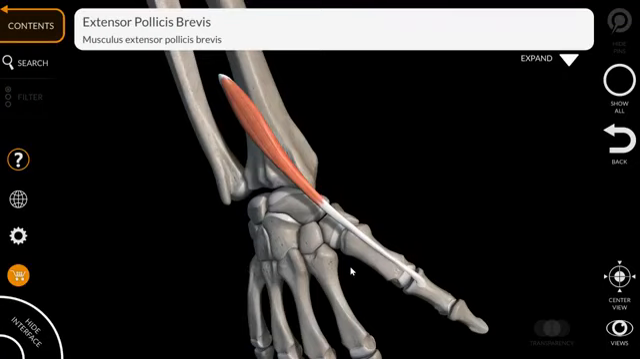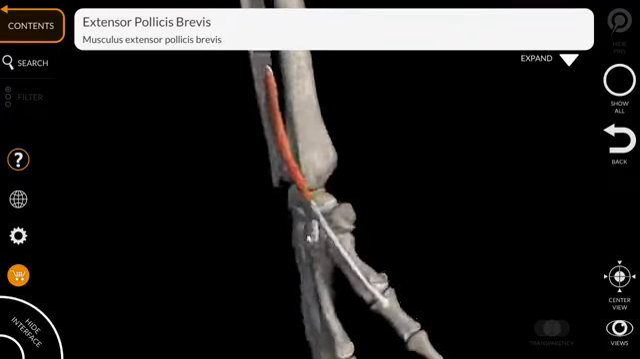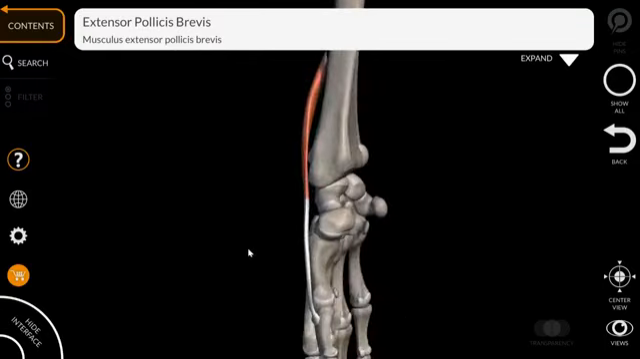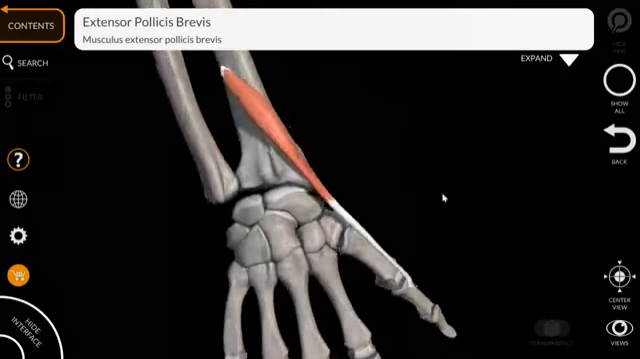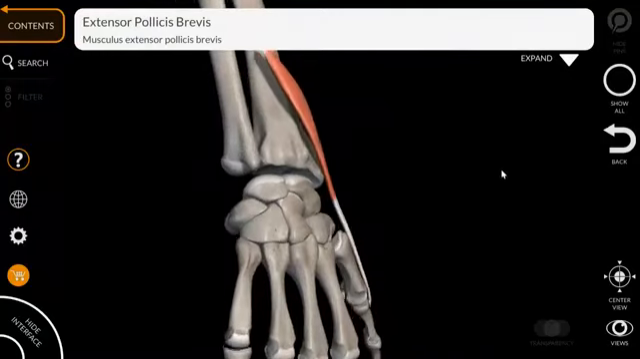It arises from the posterior surface of the shaft of the radius, and it inserts into the base of the thumb. And which structure in the thumb? The proximal phalanx. This bone is the phalanx. Okay, the base of the phalanx is where this attaches. So you can see here from the lateral aspect, from the posterior aspect, like this. Okay.